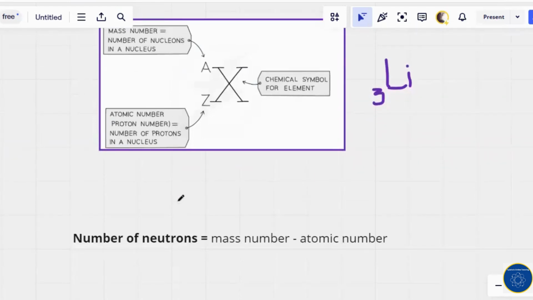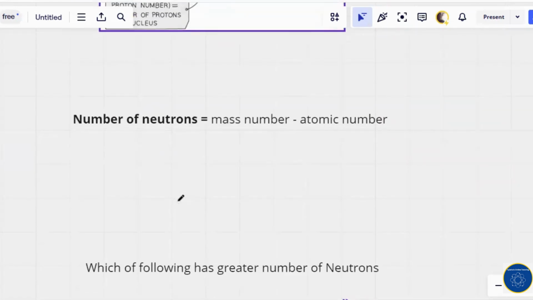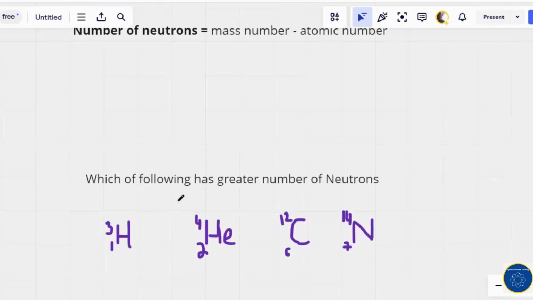Okay, let's now practice some questions. For example, which of the following has the greater number of neutrons: hydrogen, helium, carbon, or nitrogen? How will I find the number of neutrons? Let's see. For hydrogen, I have the mass number at the top. This is 3. So 3 minus 1 equals 2. So for hydrogen, I have got 2 neutrons.